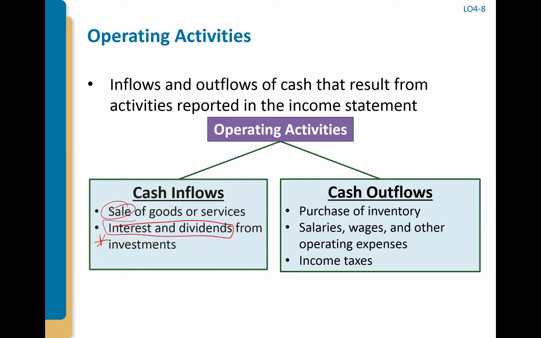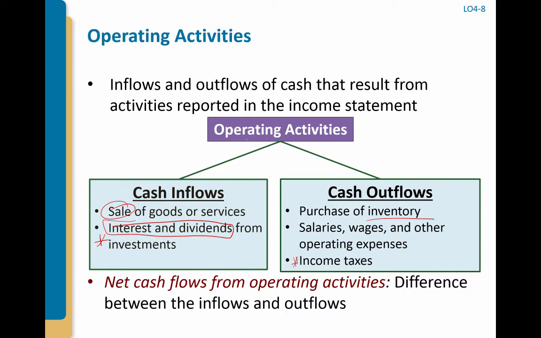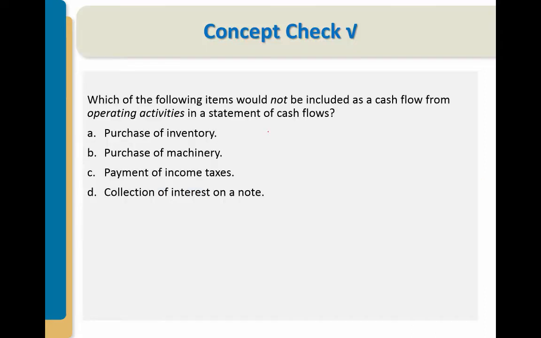What we normally spend money on is inventory, salary, wages, and income taxes. Also make note of income taxes. So basically what we have here, the net cash flow from operating activities, is the difference between what we bring in and what we spend.